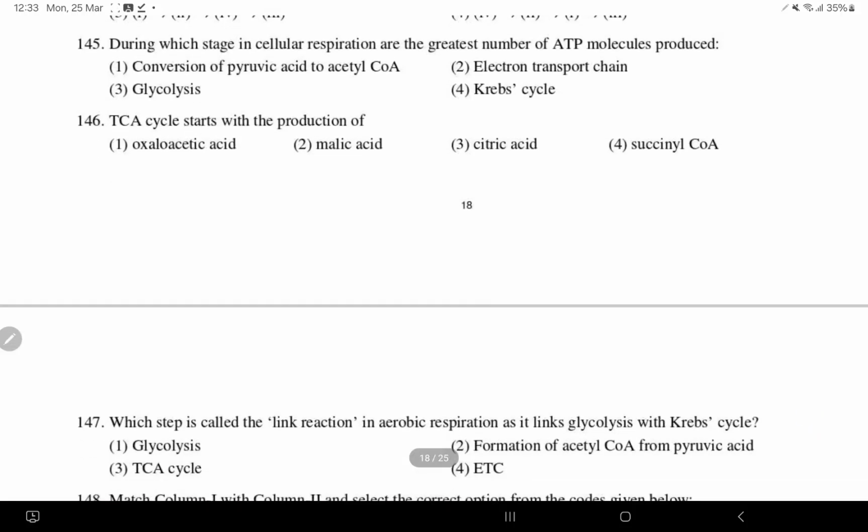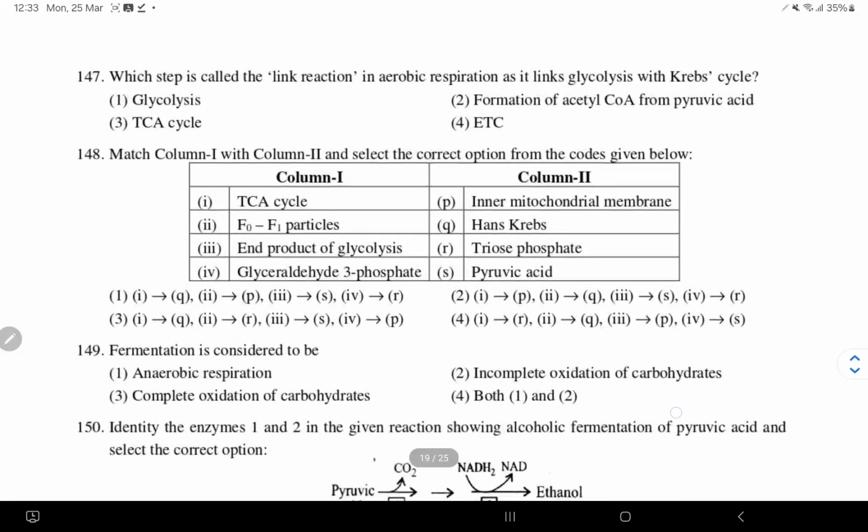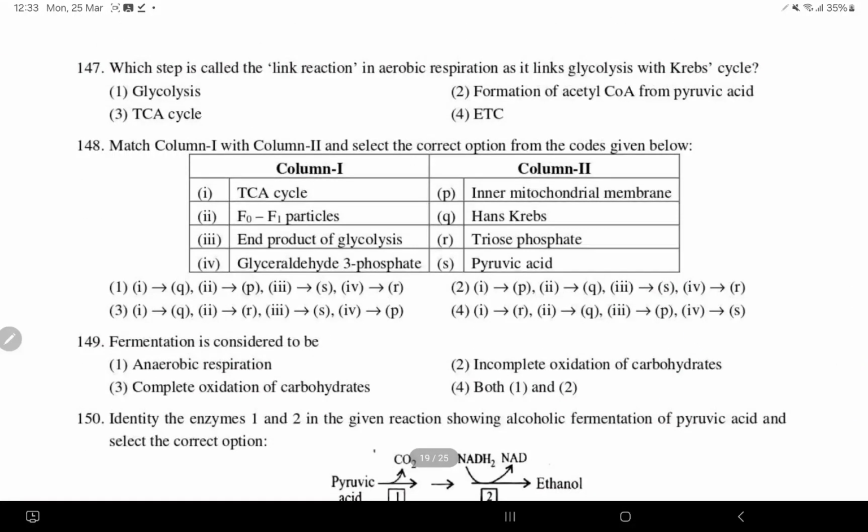TCA cycle starts with the production of citric acid. Which step is called the link reaction? In aerobic respiration, it links glycolysis and the Krebs cycle. Formation of acetyl CoA from pyruvic acid.